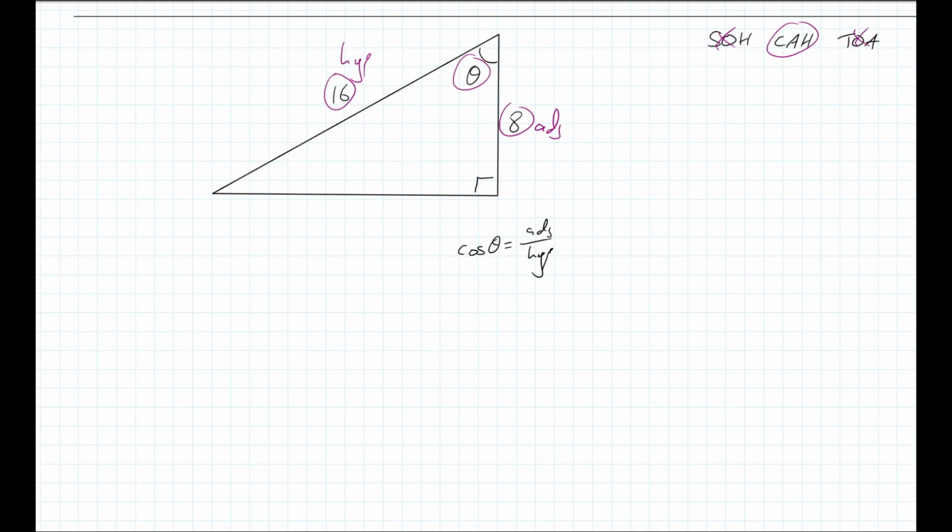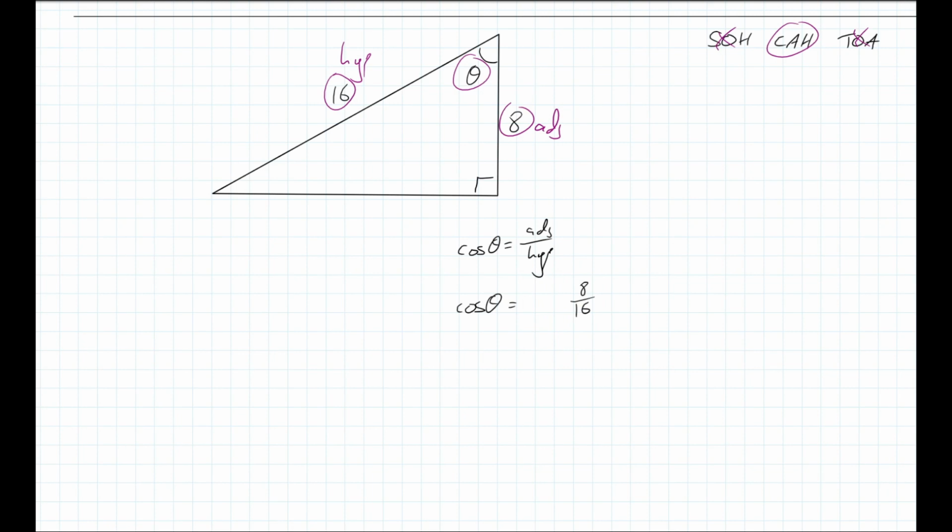We fill in what we know. So we're going to do cos of the angle. We don't know the angle, so we just leave that as theta. It's going to equal the adjacent side, 8 over the hypotenuse, 16. And now we need to solve it. Now, just like every other question, when we're trying to solve this, we just need to move things to the other side. And this is the most unique out of all the things we're going to be solving.